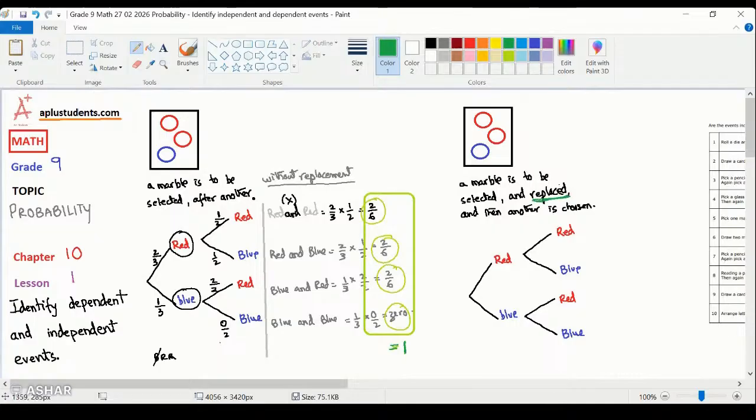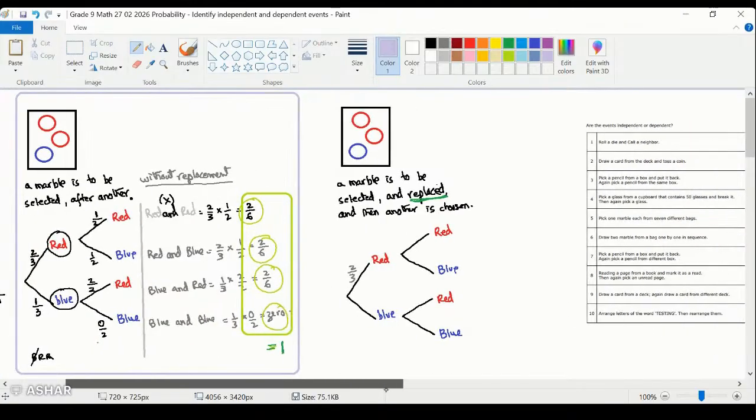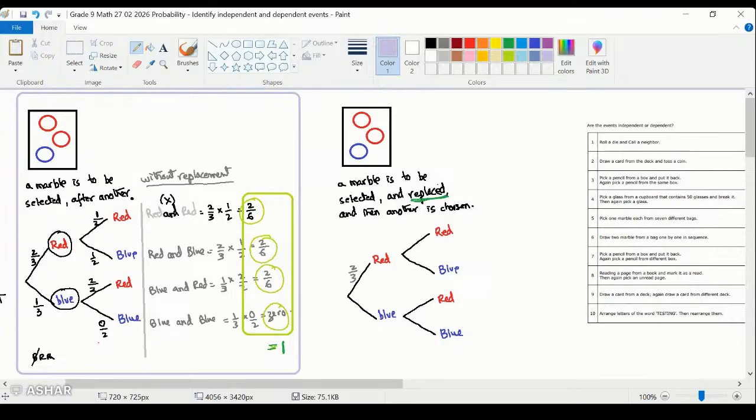Okay. How many red marbles were there? There were 2 red out of 3. Just let me separate this. I am doing this working to differentiate between dependent and independent events, right? So we had, okay, there were 2 reds, 1 blue. Agreed?